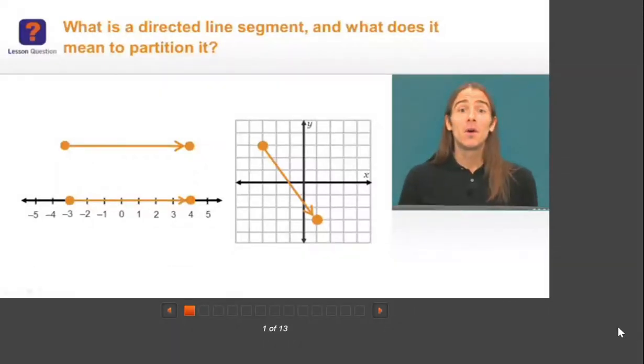You've practiced part-to-whole relationships, ratios, and fractions. Well, in this lesson, we're asking what is a directed line segment and what does it mean to partition it? So next, we're going to use ratios and fractions to find the coordinates of a partitioned directed line segment. Let's go ahead and get started.